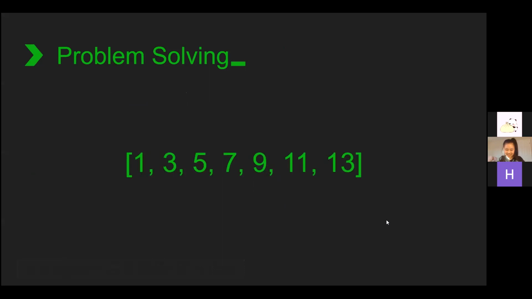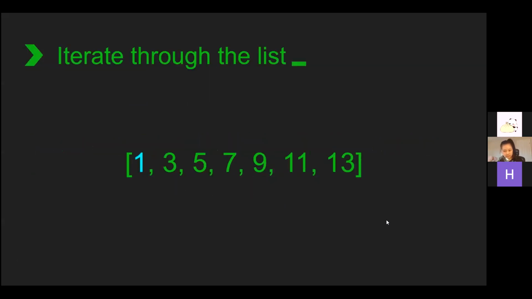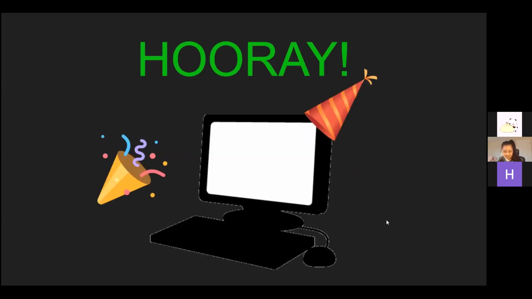Yeah, so a human would just look at this list and find the number 11. However, a computer can't do that. So what a computer does is it looks at the numbers one at a time. So it looks at 1 and goes, is 1 the same as 11? No. Is 3 the same as 11? No. 5, no, and it keeps going. And then finally it looks at 11 and goes, is 11 the same as 11? It is. And that took 6 steps. So hooray, we did it.